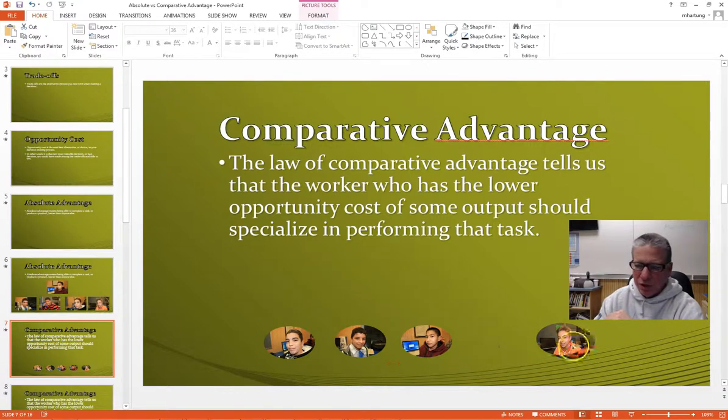Does that mean he should just sit on the bench? No, we've got to find something for him to do. So we're going to find something that he's the best at. He's weak at everything, but there's got to be something that he's not quite as weak at, where his opportunity cost is at its lowest if we put him in that particular position.